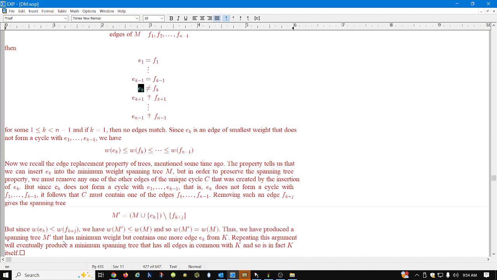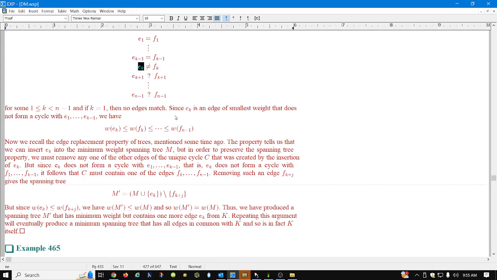What we have done is we've produced a spanning tree M prime of minimum weight that contains another edge from K, namely Ek. So we're inserting Ek and removing one of the later edges, Fk plus j. And then on this side, we still have a minimum spanning tree with one additional edge Ek from the Kruskal algorithm side. Well, we can keep doing that. And eventually, we will end up with a minimum spanning tree that has all the edges from K, and therefore it is K. And so that means that K is a minimum spanning tree.